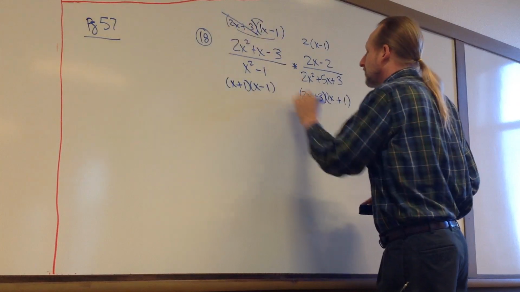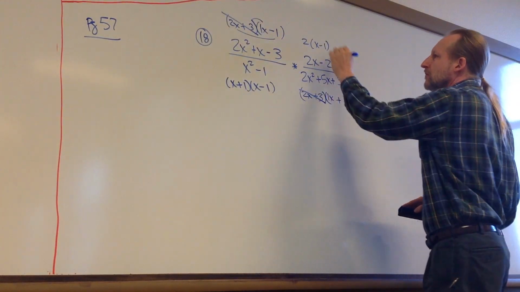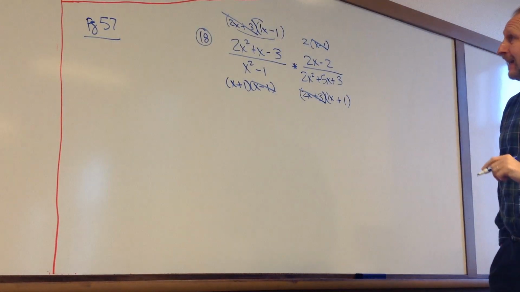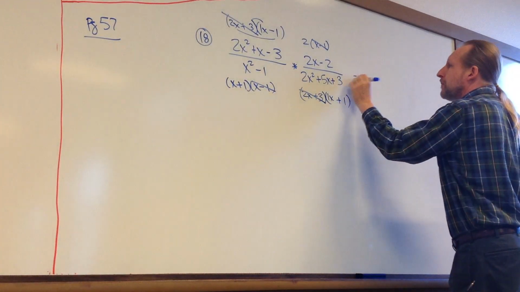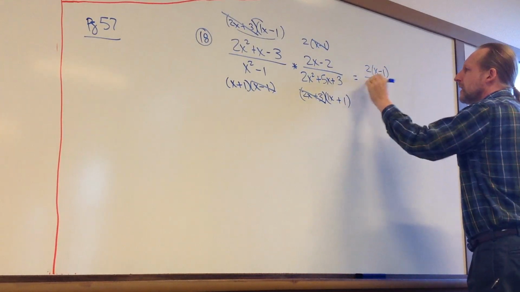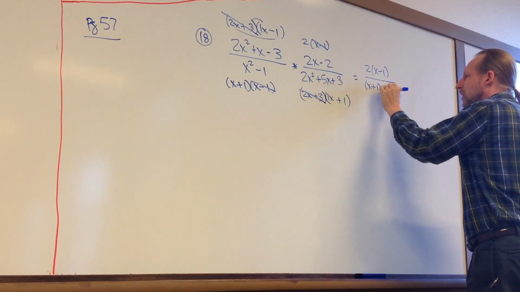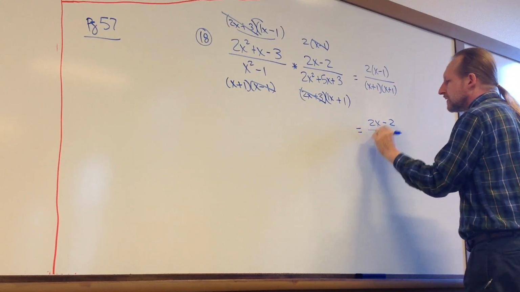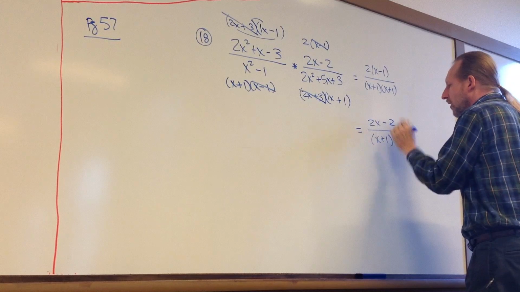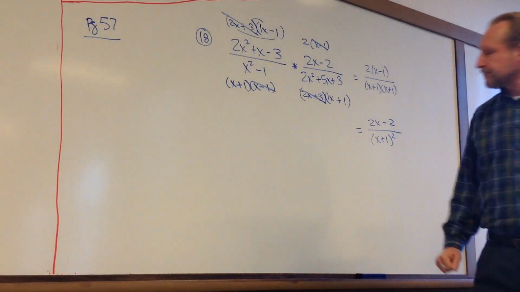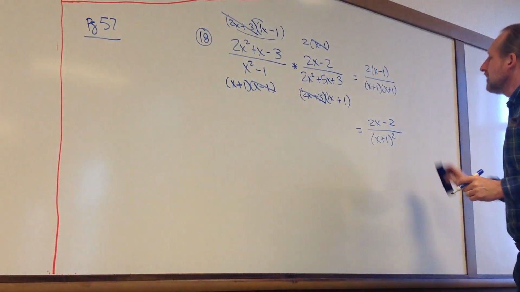So the 2x plus 3's cancel. These x minus 1's cancel. And so on top, we're left with 2 times x minus 1. And on the bottom, x plus 1 times x plus 1. Or anything that is equivalent to this. You know, this is also a correct answer because they're the same thing. Okay, so that's problem 18.